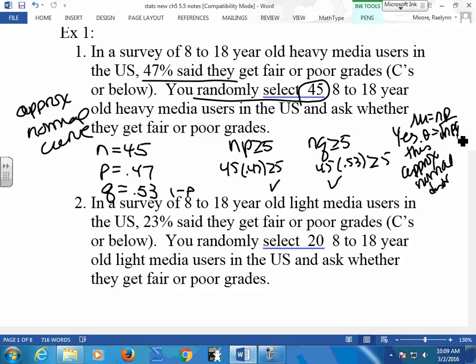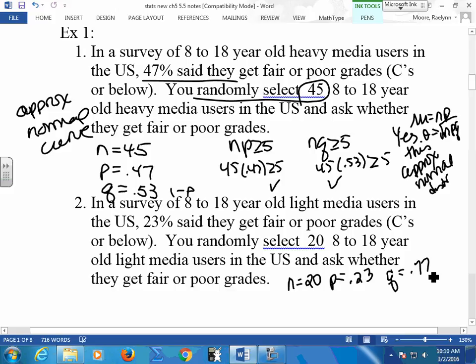Okay. This guy says, in a survey of 8 to 18-year-old light media users, meaning they're not using it as much as the heavy guys, they found 23% get fair or poor grades. You randomly select 20 8 to 18-year-old light media users, so n is 20. What's your p? 0.23. What's your q? 0.77. Good. So when you do n times p, do they both pass?